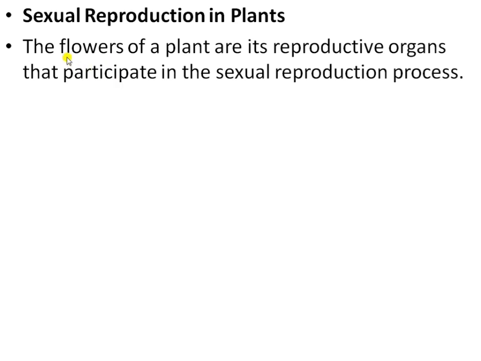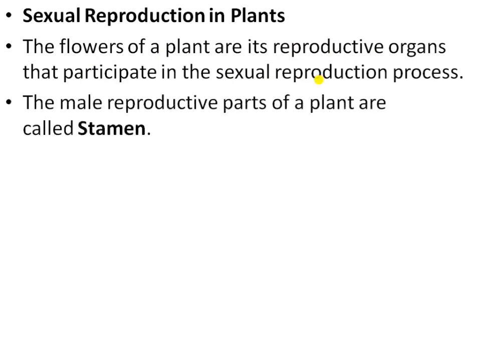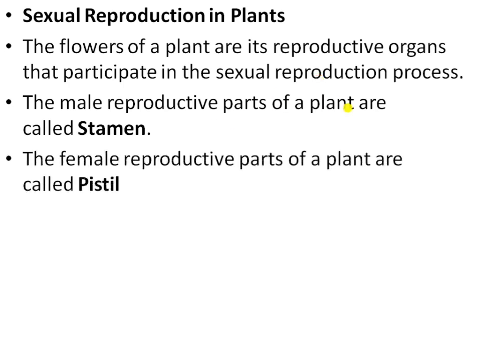The flower of a plant is its reproductive organ that participates in the sexual reproduction process. In sexual reproduction, the male reproductive part of a plant is the stamen, and the female reproductive part of the plant is called the pistil or carpel. So flowers are the reproductive organs in the flowering plant. A flower is said to be a modified part of a plant for sexual reproduction. A typical flower has 4 important parts present at the base of the flower.